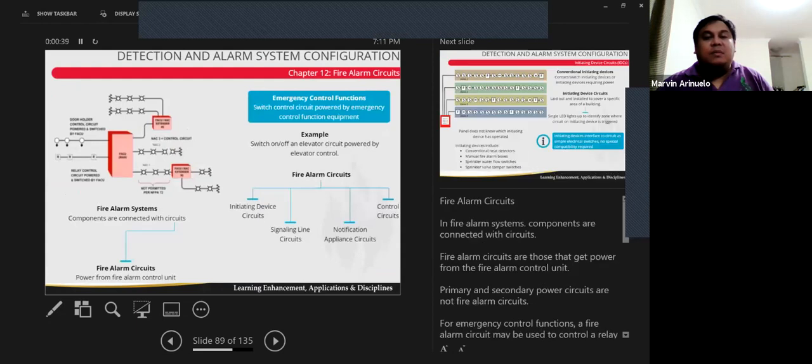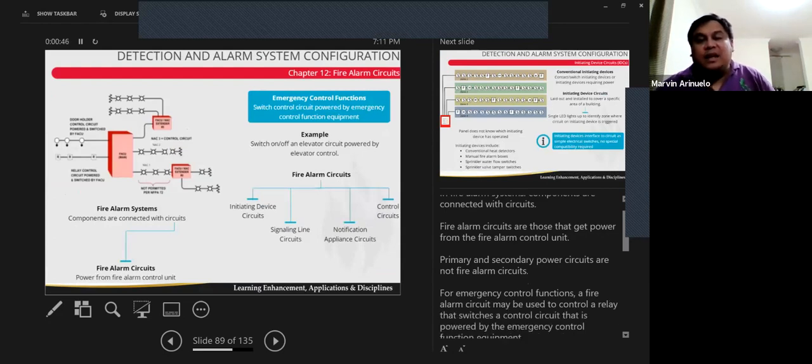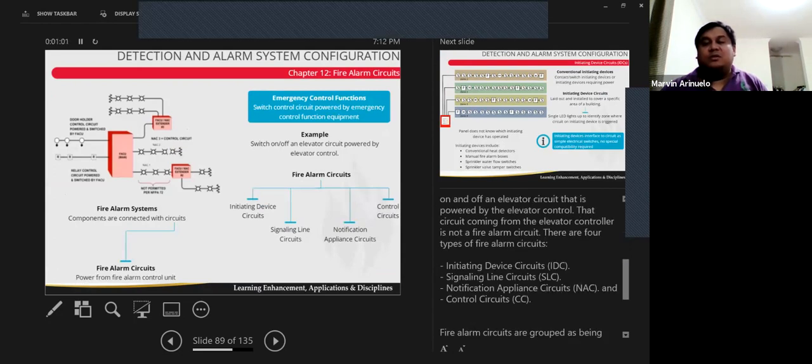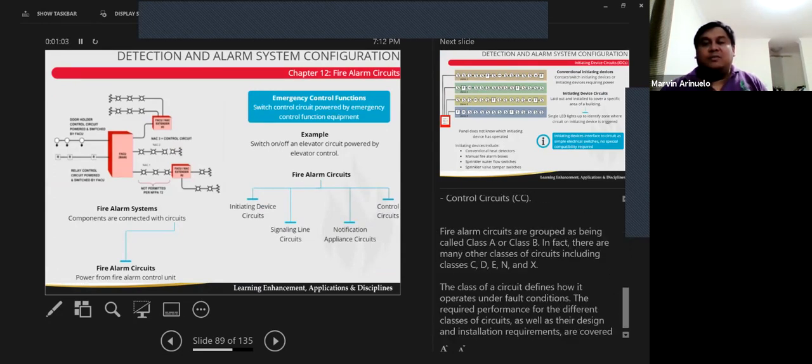Anyway, here, just remember that there are types of fire alarm circuit: initiating device circuit, IDC; signaling line circuit, SLC; notification appliance circuit, NAC; and control circuit, which is your CC, okay.